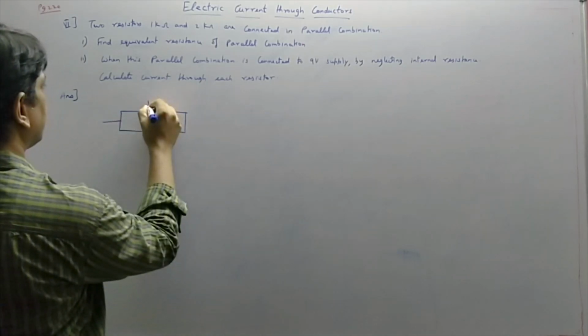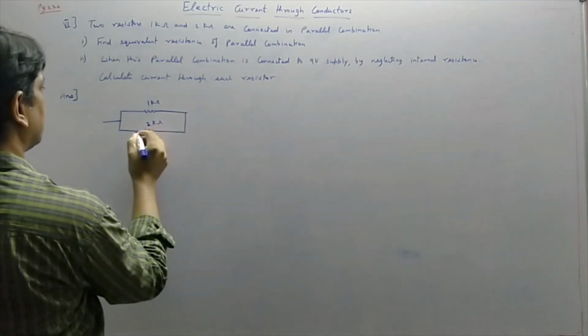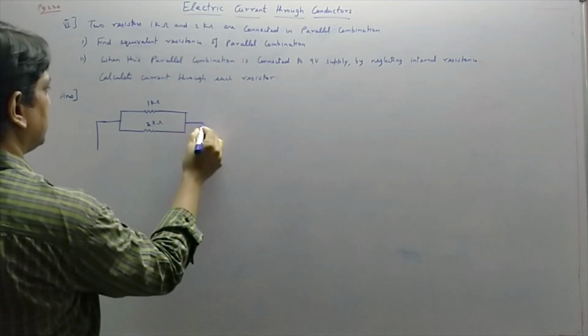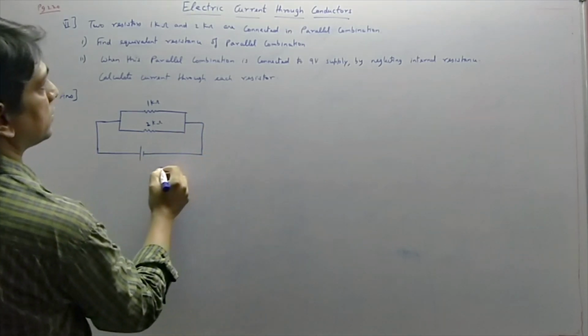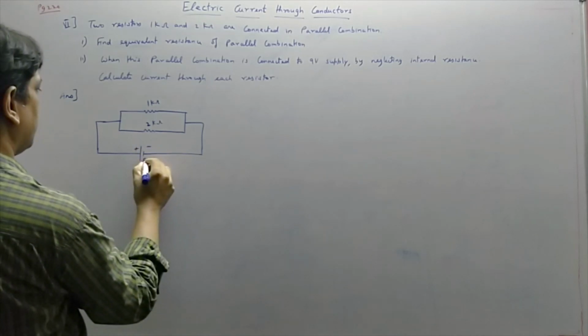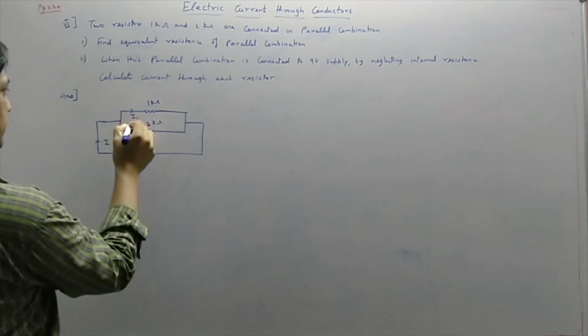One we can just name as 1 kilo ohm, another we can name as 2 kilo ohms. They are connected in parallel and then connected to a cell. We have a battery, which is a 9 volt supply. Current will be dividing into I1 current and I2 current.